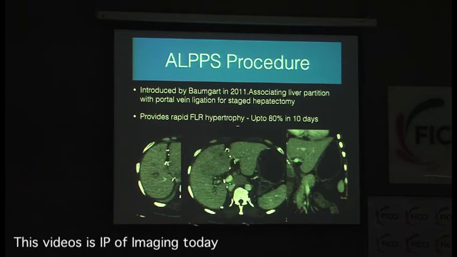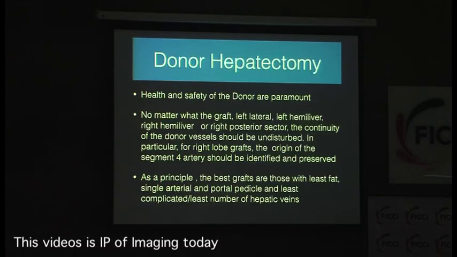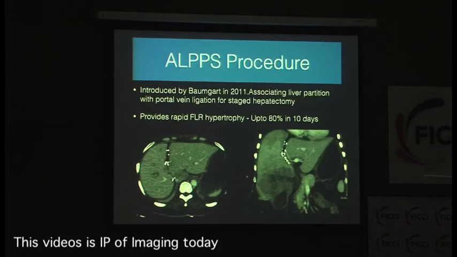and they tie off the portal vein. So what that is supposed to do, this is a patient, these are two patients we have done in our department, and what that does is actually it causes 80% hypertrophy in up to 10 days. So that takes 4 weeks, this takes 10 days. So typically taking shortcuts like surgeons. Okay, so that's the ALPS procedure.